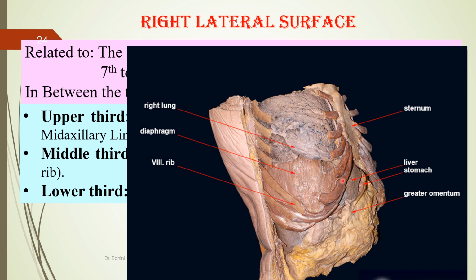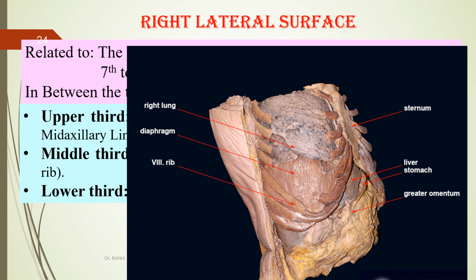These are the ribs, costal cartilages, ribs, and the intercostal spaces. This more grayish color is liver, and this brown is all diaphragm. So in the upper one third, it is related to lung and pleura. Middle one third, it will be related only to pleura and its recess, the right costodiaphragmatic recess. Below, it will be related only to diaphragm, and the costal margin, or you can say ribs, will be there throughout the extent.